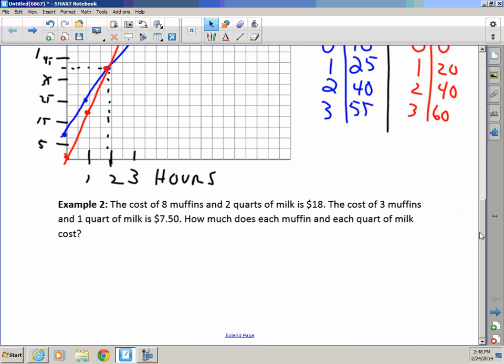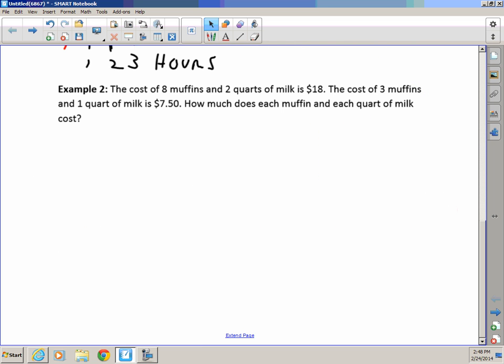Okay? Now, second example. You go to the store, you buy muffins, you buy quarts of milk. One person buys one combination, gets charged 18. The other person buys another combination, gets charged $7.50. So 8 and 2 is 18. 3 and 1 is $7.50. Well, I have two unknowns. The first one is the cost of a muffin.